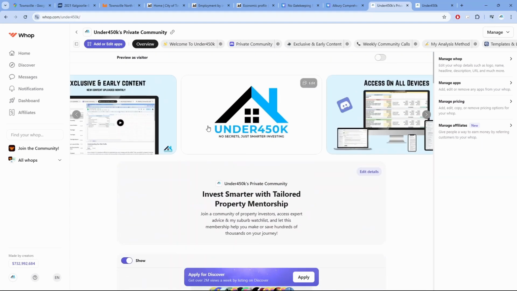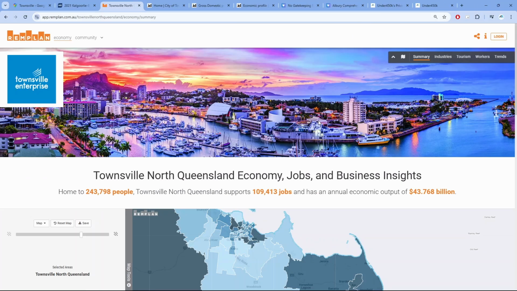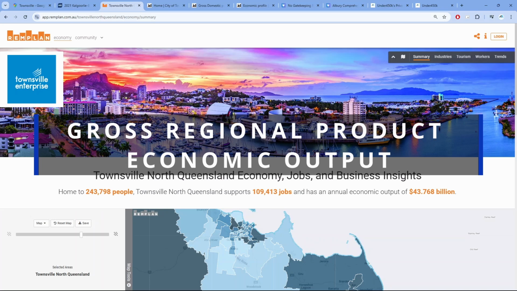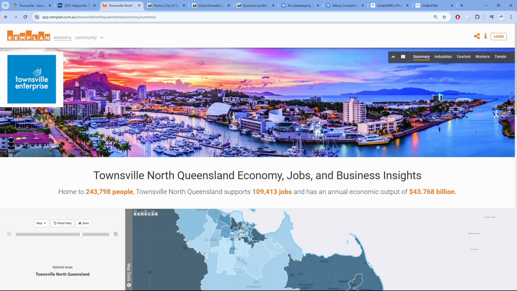There is so much value jam packed into it. It's once again a simple no-brainer if you're trying to invest in property in 2025. Now, you may be wondering, what is the next most important metric? And that metric is the gross regional product, or the GRP. The GRP actually reflects the overall health of a region's economy.